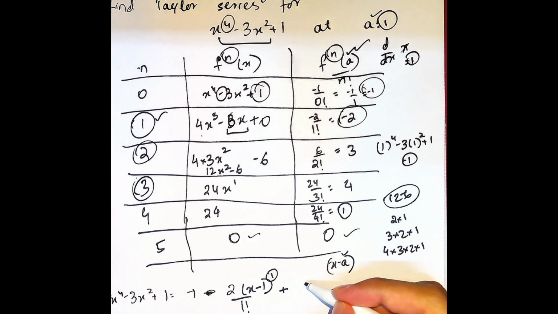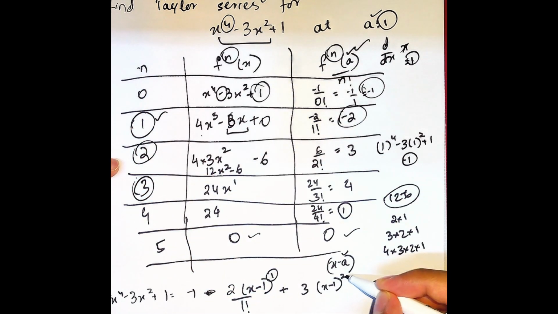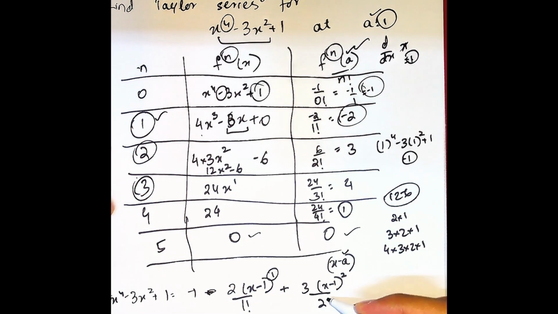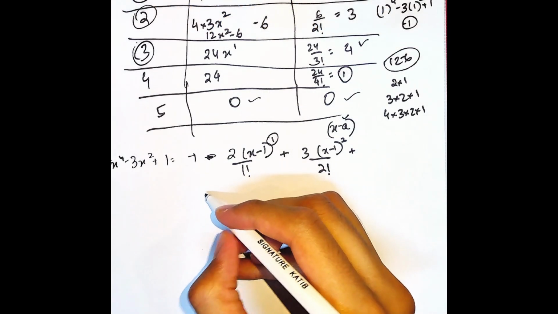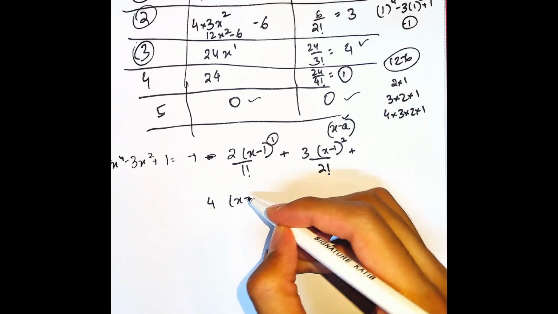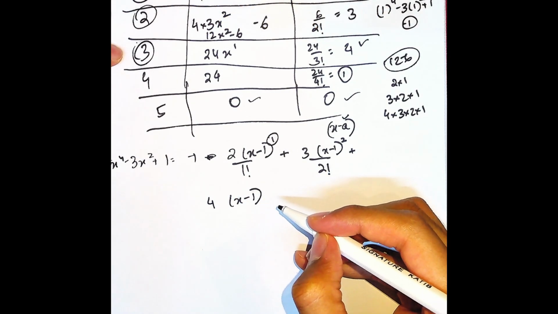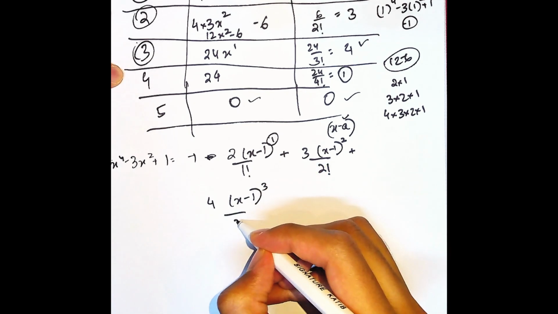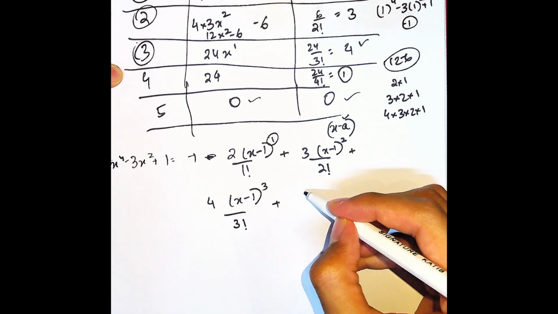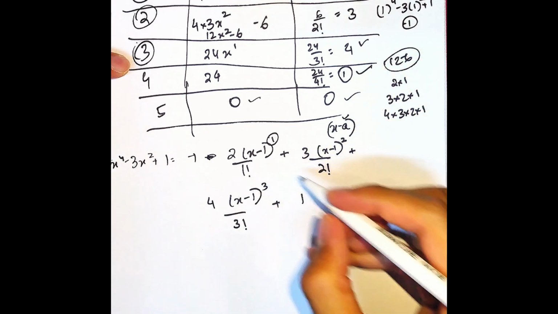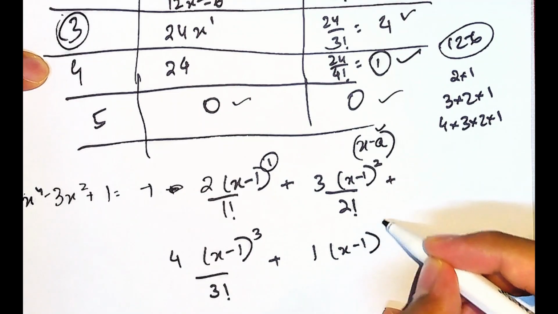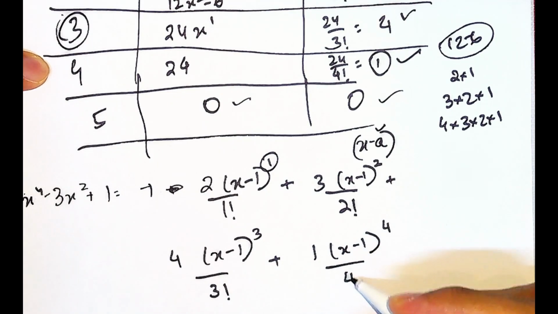Then we have the positive term 3, x minus 1. We have to follow the n values. So the n value would be squared divided by 2 factorial. We have 4. So it will be 4 times x minus the value of a, which is 1. Then the value of n is 3, divided by the third factorial. Plus we have 1. Then we have x minus 1 to the power 4 divided by the fourth factorial.